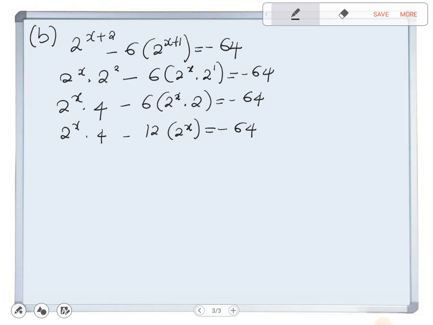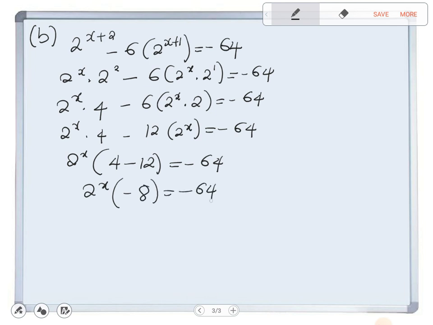But the mistake that we can make is to multiply this 2 and this 12. Do not do that. There's a power there, so it cannot multiply like that. The same way we can't multiply 4 and 2^x here, we cannot. Now that we are here, we can take out 2^x because it's common. So we have 4 minus 12 equal to negative 64. So here we have 2 to the power x times negative 8 is equal to negative 64. So we can divide by negative 8.